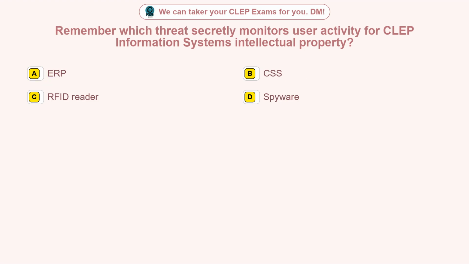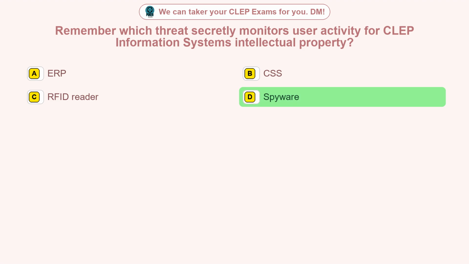Question 43. Remember which threat secretly monitors user activity for CLEP Information Systems intellectual property? Option A. ERP. Option B. CSS. Option C. RFID reader. Option D. Spyware. The correct answer is option D.